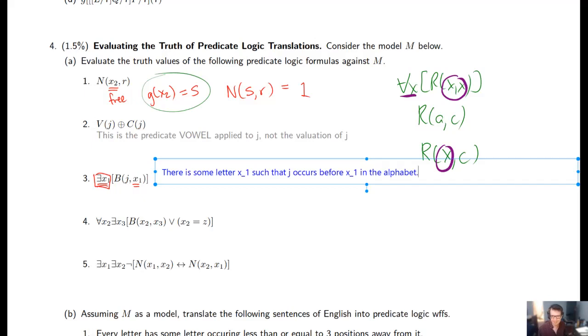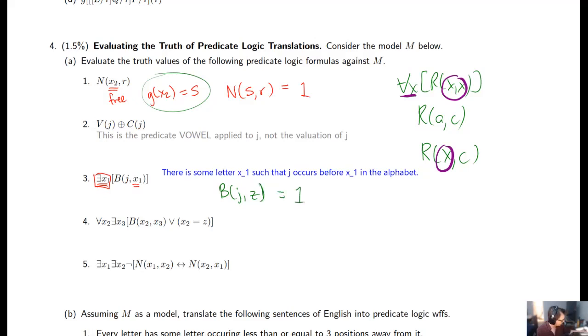This isn't specifying a specific letter. This is saying there is some letter. So you have to check the letters in the universe to see if you can find a letter where this works. I can pick any letter I want, and in this case, I can pick Z. Because I can find one letter where this works, I can say, okay, yeah, this is true. There is some letter in the alphabet that J occurs before. So this is true.